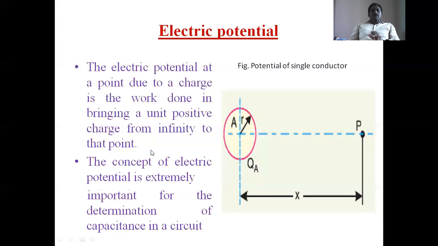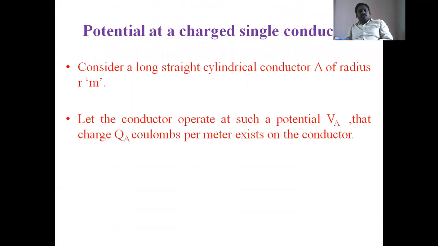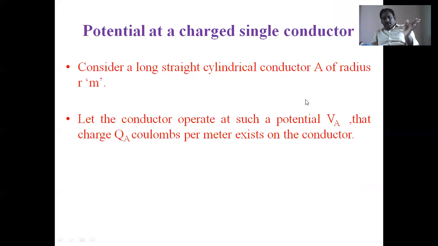That means the concept of electric potential is extremely important for the determination of the capacitance of a circuit. How to determine electric potential? First we have to determine it by considering a long straight cylindrical conductor A of radius r meter. These things are already discussed in our physics electromagnetic fields unit. So here, a cylindrical conductor A of radius r meter, as in the previous figure.